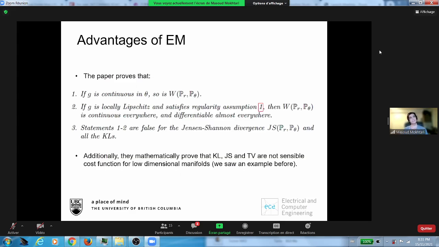And this is where the math comes in that I don't delve into. So the paper proves, it's very simple to just say, the paper proves that if G is continuous with respect to its parameters theta, the Wasserstein loss is also continuous.